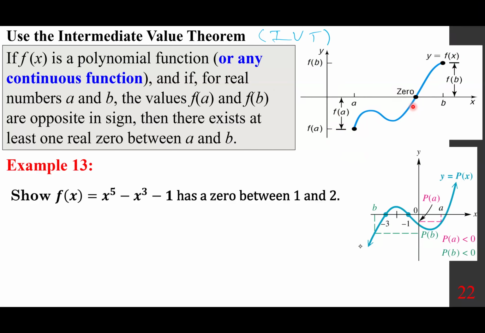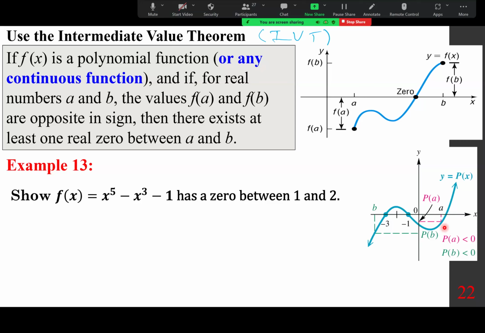If you look at here, a and b, same thing, p of a is negative, p of b is positive.